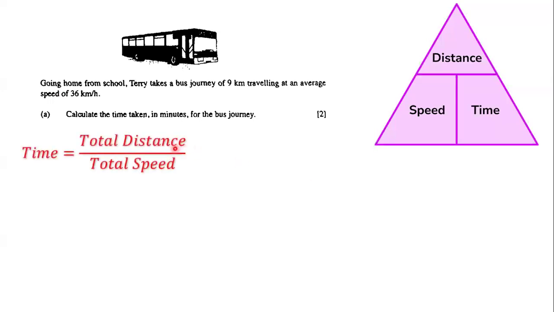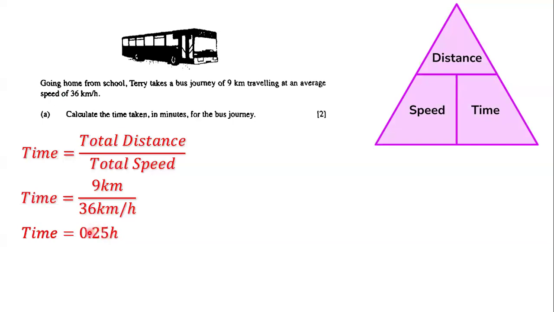Now what is the distance? Well, the total distance is 9 kilometers, and the speed is equal to 36 kilometers per hour. And so we divide these two, 9 kilometers and 36 kilometers per hour, and we get 0.25 hours. And so that means that the time taken is 0.25 hours.